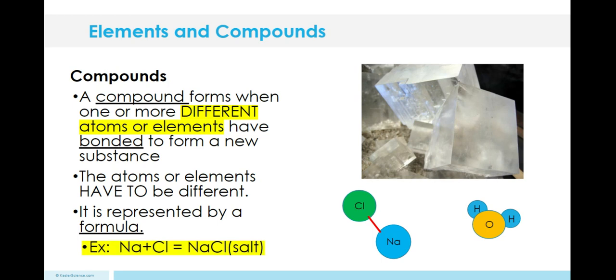So if we take the example of Na, which is sodium, and we chemically bond it to Cl, which is chlorine, you get sodium chloride or table salt. Or our trusty H2O, our water formula, if you take those two hydrogens and you chemically bond them to an oxygen, you get the new compound, water. They have to be two different atoms or elements to fit the definition of a compound. That is the difference between a compound and a molecule.